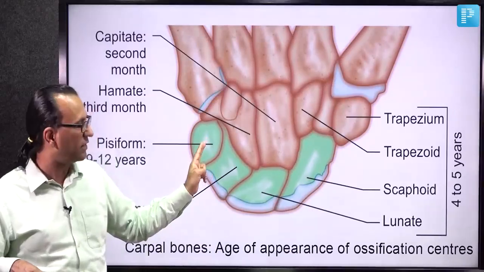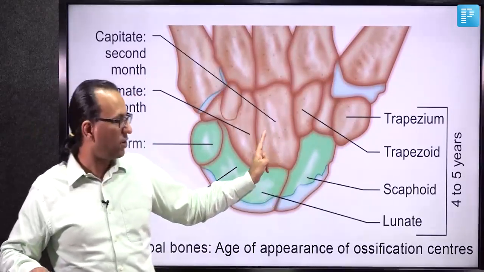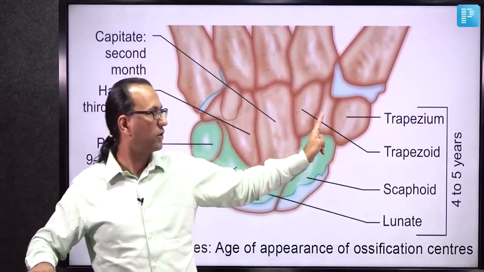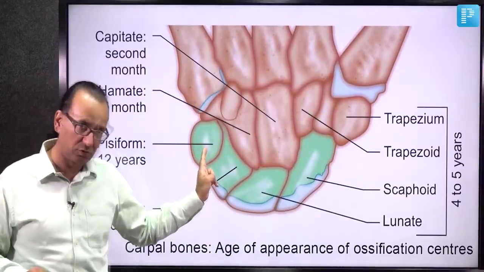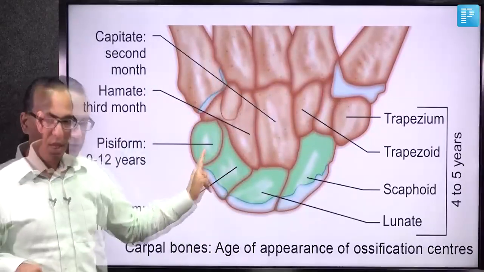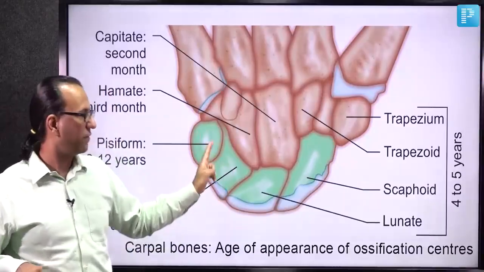You can see it is like an inner circle going out. You start here with the capitate, scaphoid, then you have the hamate, then the triquetrum, lunate, scaphoid, trapezium, trapezoid, and then you jump onto the pisiform bone. It's like a circle jumping back to the pisiform bone. 9 to 12 years after birth is the date of ossification.